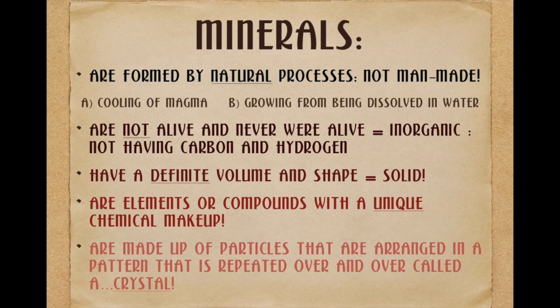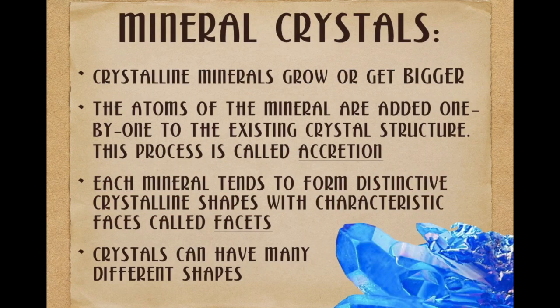It can be an element or a compound. And then at the very bottom here, what is a crystal? So let's look at what a crystal is. They grow, and how do they grow? This is actually called accretion. This is when the atoms of minerals are added on top of each other, allowing the crystal structure to grow.